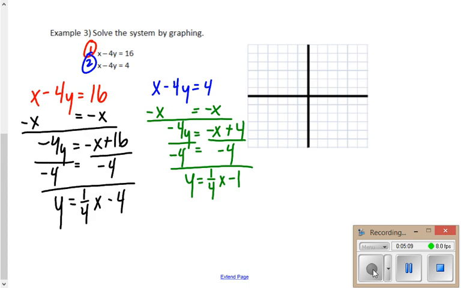Alright, we put them in slope-intercept form. Looking at the two graphs, you can see that both have the same slope but a different y-intercept. That should tell you right there that the lines will be parallel, so this would have no solution. Really, we wouldn't have to do anything else, but we're going to go ahead and graph it to prove it.